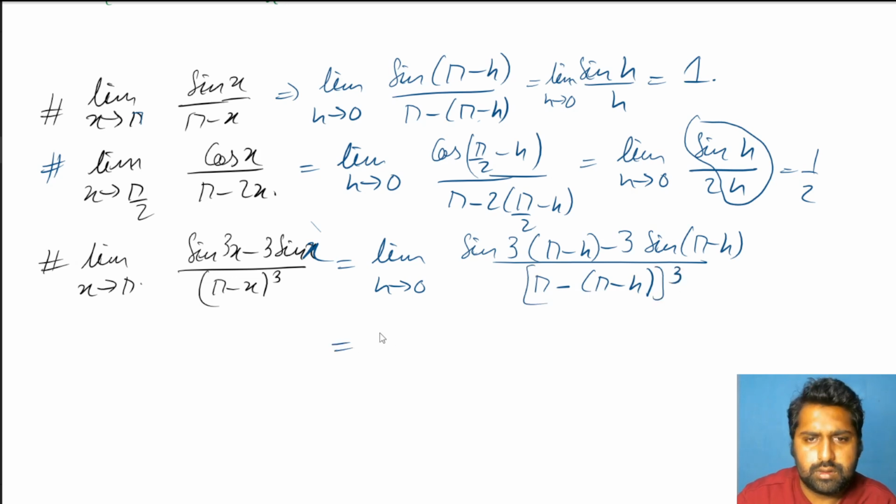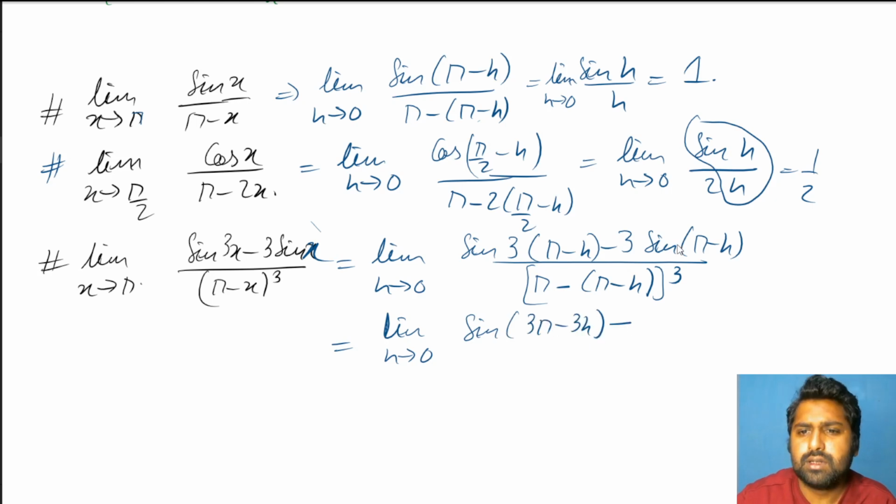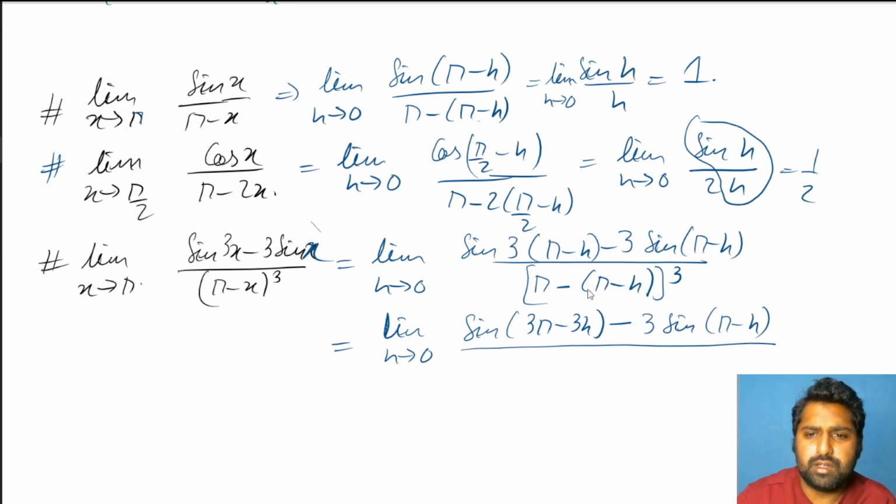Let's open it easily. Limit h tends to 0 of sine 3 pi minus 3h minus 3 sine pi minus h, upon, if you open the bracket inside, pi will cancel, negative negative becomes positive, so plus h cube. Let's solve it. This is 3 pi minus 3h. This is easy to solve, so let's solve that first of all. I'm solving it separately so that the steps are pretty much matching.